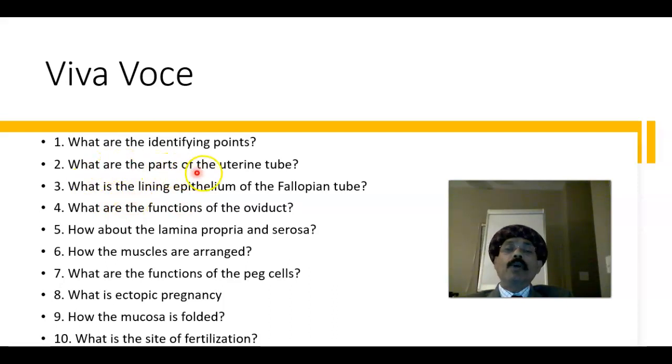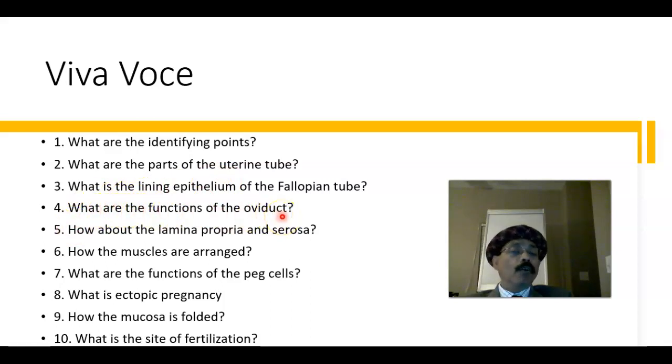Okay. What are the parts of the uterine tube? We have four parts. One is the infundibulum, the fimbriated end part, just over or close to the ovary. Then the ampulla, the major part of the uterine tube. Then the isthmus, the narrow part. Then the intramural part.